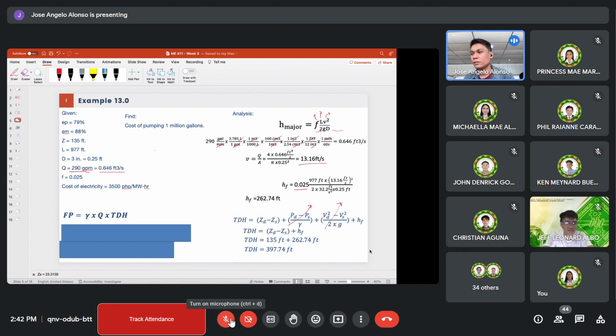Okay. So medyo mahaba yung process natin. Nag-start muna tayo sa pagkuha ng major losses. Then saka natin siya i-add kay total dynamic head. Buti nga lang wala dito si pressure and discharge, si velocity difference. Then substitute the total dynamic head into the equation to determine the fluid power. Specific weight multiplied by volumetric flow rate and multiplied by the total dynamic head.